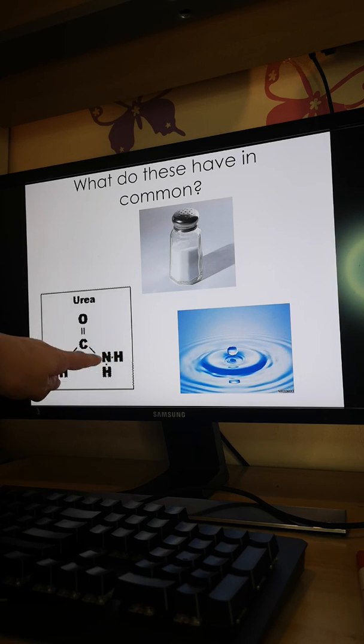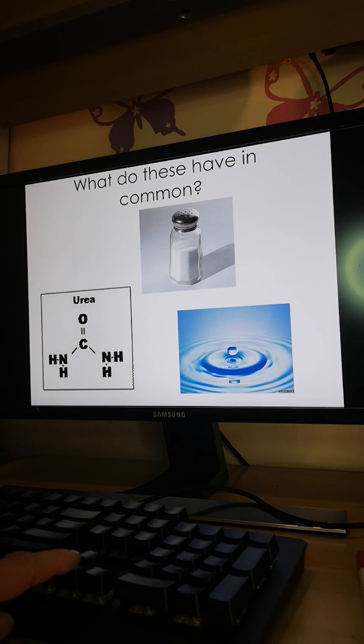This is the bit that is deaminated, removed in the liver, and it then needs to be got out of the body. So it does. We do this in the form of urea. Okay, so let's have a look.